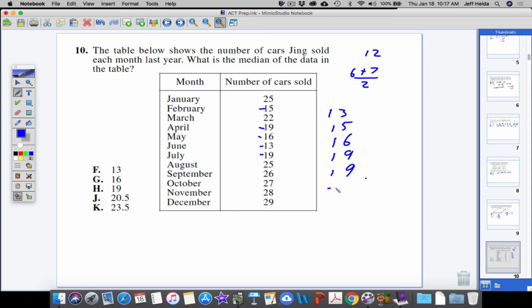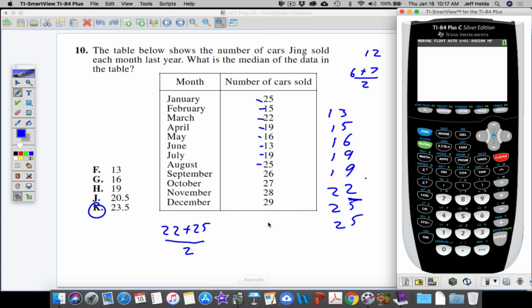Now we have a 22. Then we have a 25. And we have another 25. So remember, we only do the sixth and seventh term. 1, 2, 3, 4, 5, 6. So the answer is between 22 and 25. 22 plus 25, divided by 2. The only number over here between 22 and 25 is 23.5. Circle it and move on.